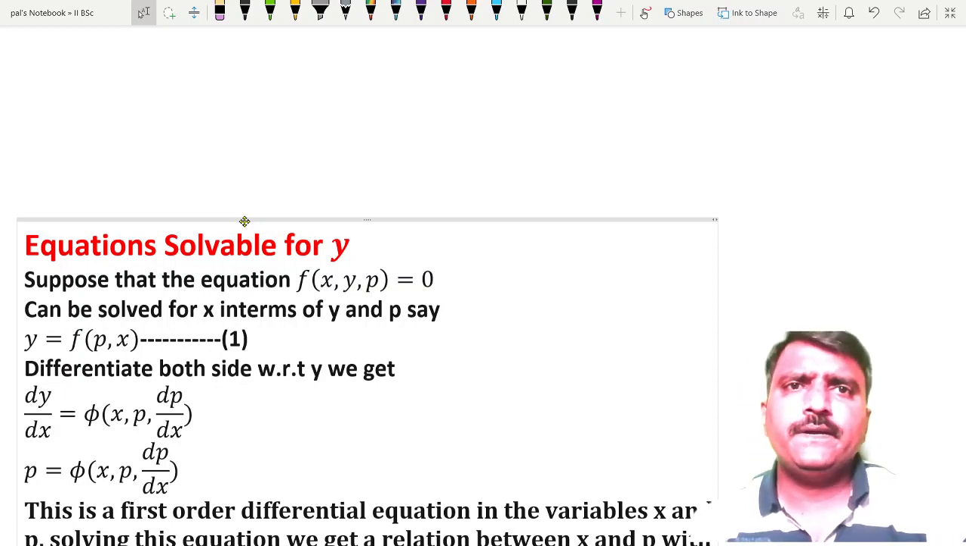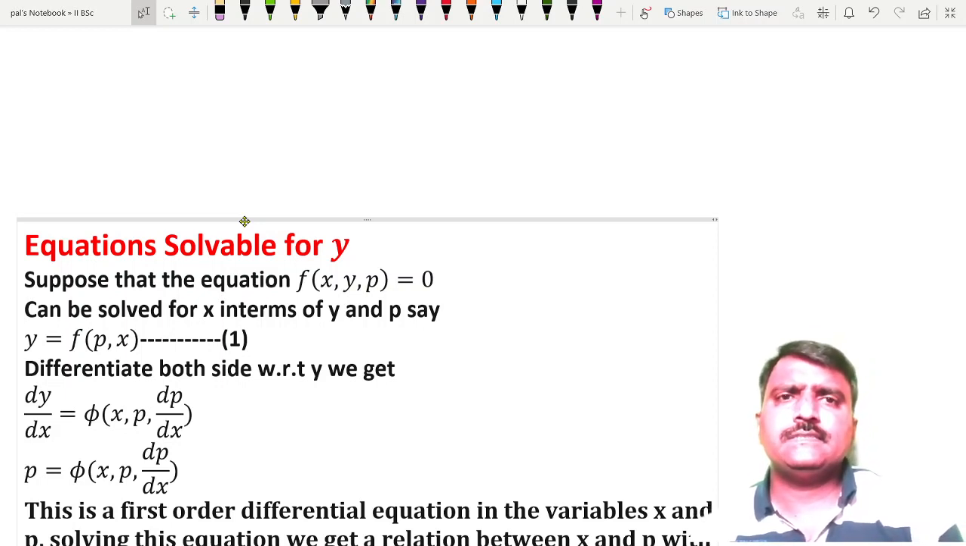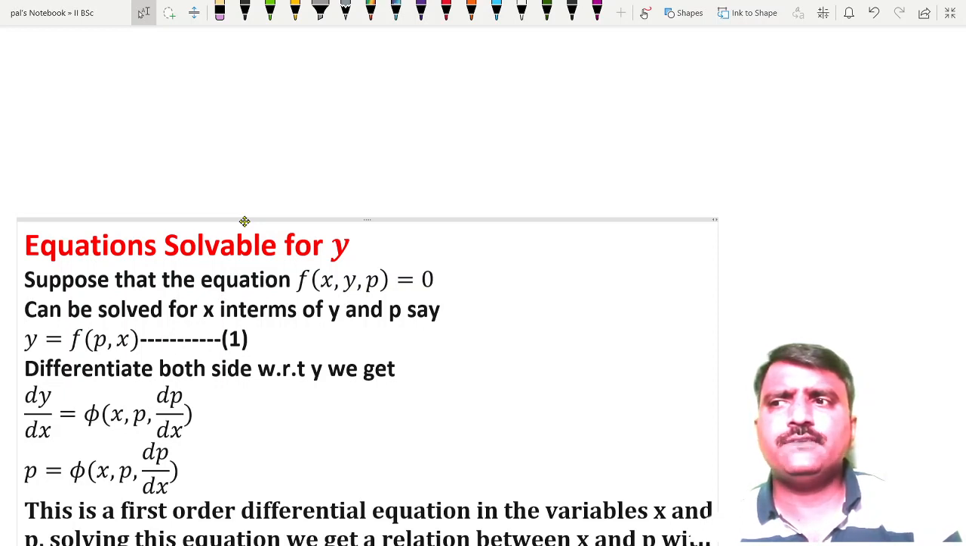So how to identify whether this equation is solvable for y, solvable for x? If the equation is solvable for y, then we can express the differential equation such that y is equal to function of p and x. If it is solvable for y, it can be expressed as y is equal to function of p and x.